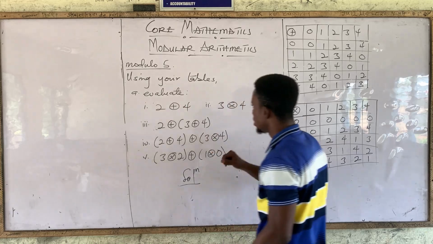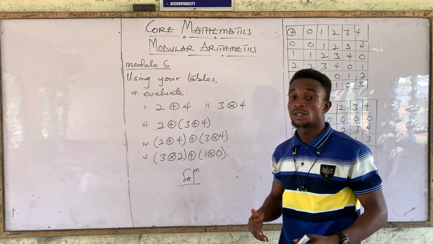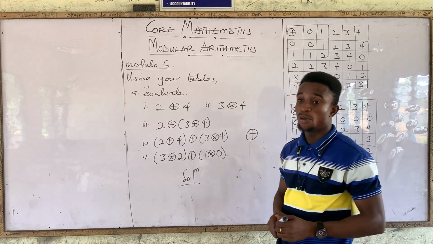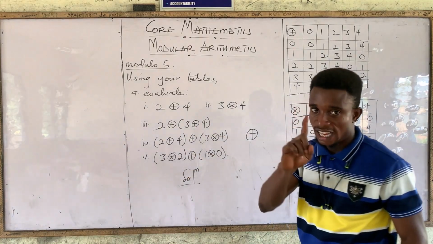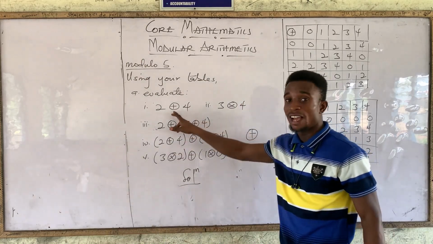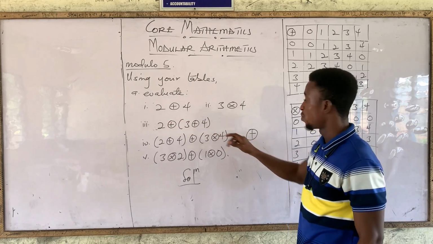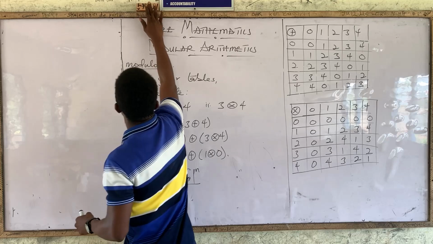A, evaluate. The first one is what? 2 plus 4. Some people used to say what? Plus. Whenever you're having the plus and the circle, you say what? Plus. So if you hear some people saying plus, it's the same as the plus. I know you people. Some people are even laughing at me. Hey, plus or plus is plus when it is having the circle. Are you getting that? Okay, let's proceed.